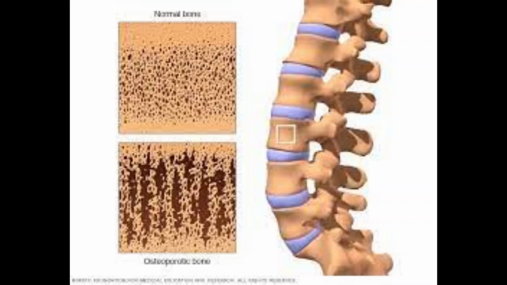Osteoporosis is a silent disease. In most cases, people with osteoporosis don't know until they have a fracture. Fractures may happen in a relatively minor fall or accident, and most fractures occur in the hip, spine, or wrist.